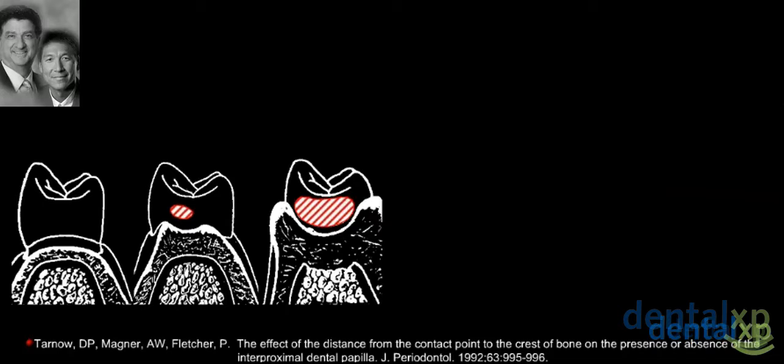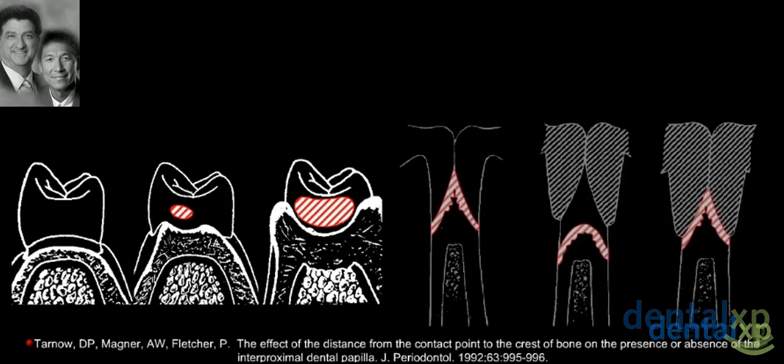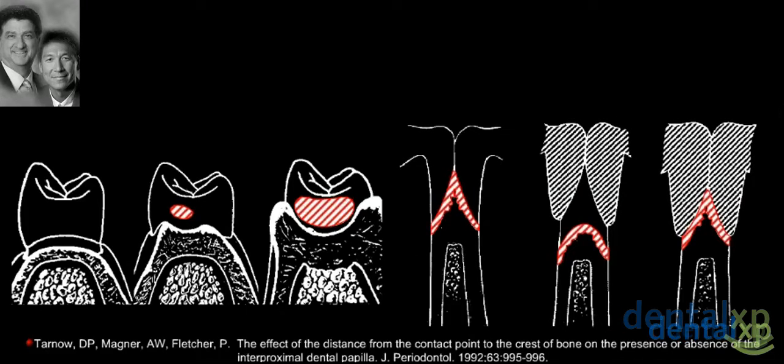In fact, this is really difficult for us to get back, as you'll see later. Next, please. And so what we did was we measured the base of the contact point to the crest of bone. And what you'll see is that we came up with the classic 5 millimeter rule that people talk about. And this article by myself, Magner, and Paul Fletcher has become a rather classic article.